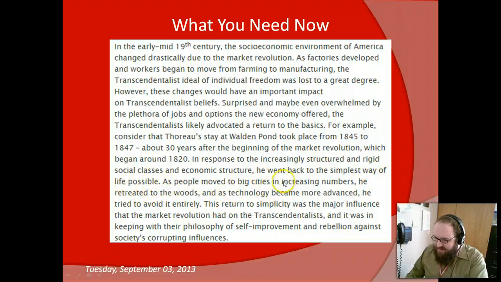As people moved to big cities in increasing numbers, he retreated to the woods, and as technology became more advanced, he tried to avoid it entirely. Nice parallelism. This return to simplicity was the major influence that the market revolution had on the transcendentalists, and it was in keeping with their philosophy of self-improvement and rebellion against society's corrupting influences. Yet again, we have a student who officially, fully, directly answers the question in the final sentence, but they've been hinting at it this whole time. They've been building up to it. This is an exemplary response. This is very, very good.